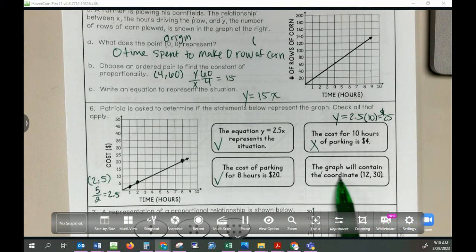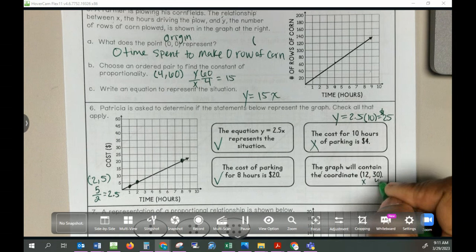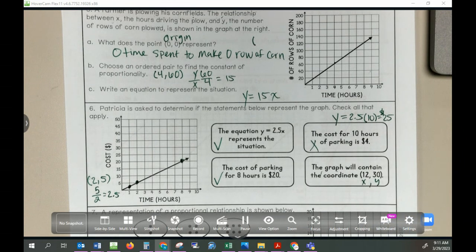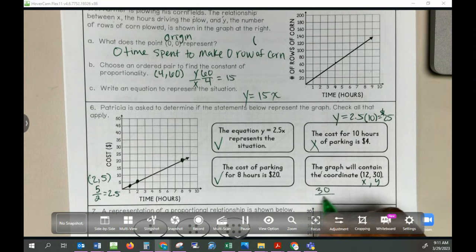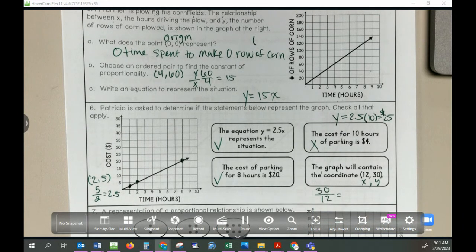Justice, the graph will contain the coordinates 12, 30. Is that true? Why do you say no? What can we do with this coordinate, Justice, to determine if it's the same rate of change? Right. So what would that look like if I divide the y by the x? I'm at 30 over 12. And what do I get?